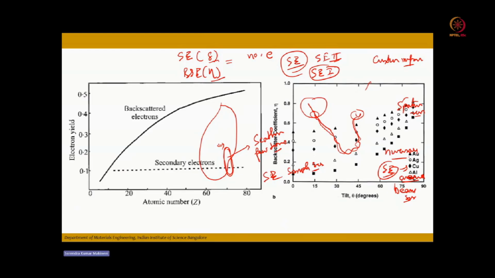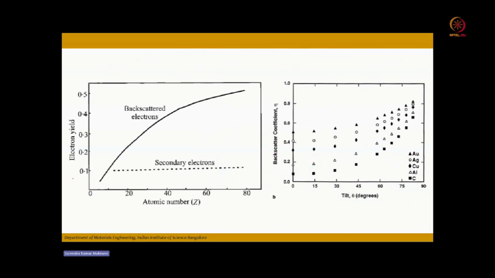Okay, and here eta strongly depends on the atomic number. Looking at electron yield versus atomic number, you can see that for eta, the backscattered electrons, as your atomic number increases, your electron yield also increases. So eta is dependent, but however, the secondary electron coefficient delta doesn't depend mostly on the atomic number.